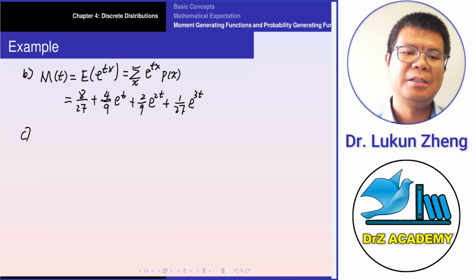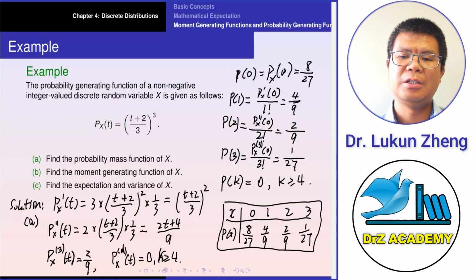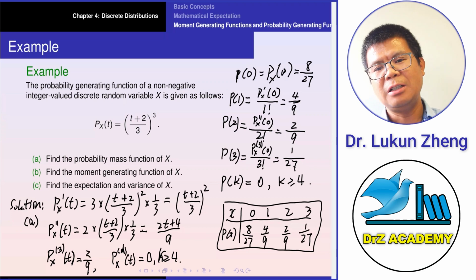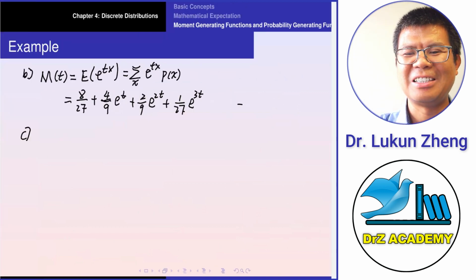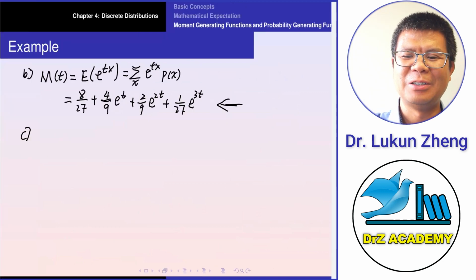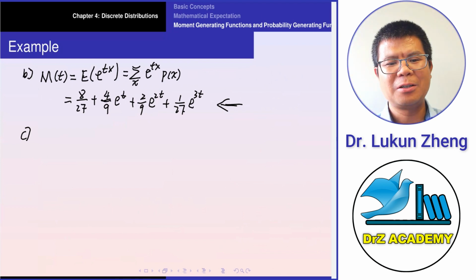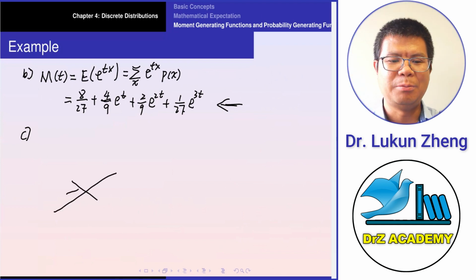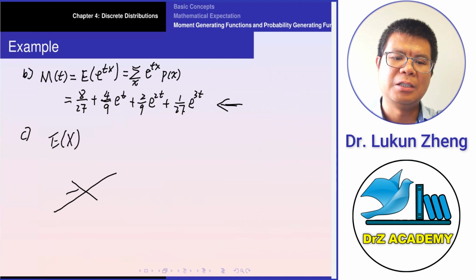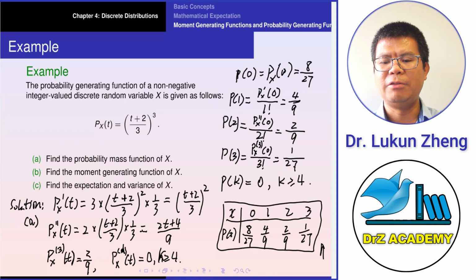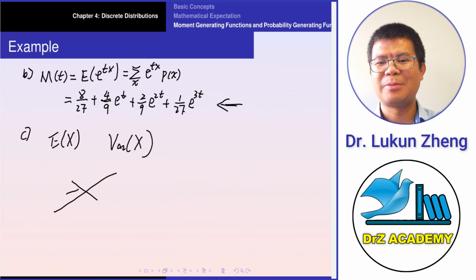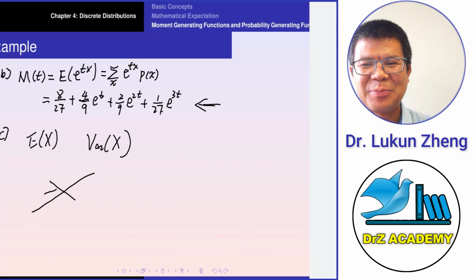So very easy. And for part C, we want to find the expectation and variance. For this one, you can either use this table or use the moment generating function. Either way works. I'm not going to do that because it's pretty simple here, or just by definition. They are both very easy, so I will leave that as an exercise for you.